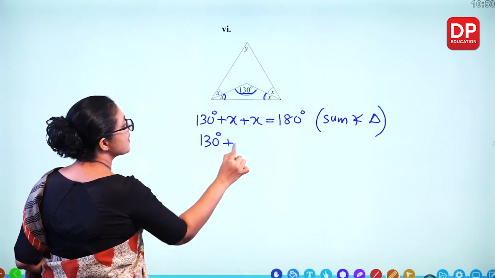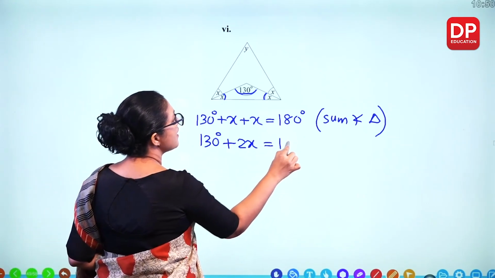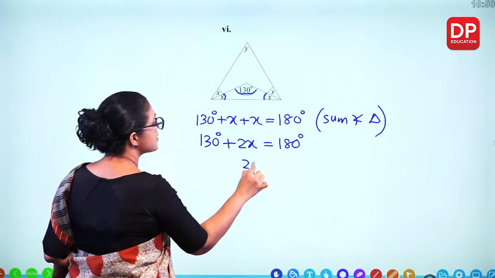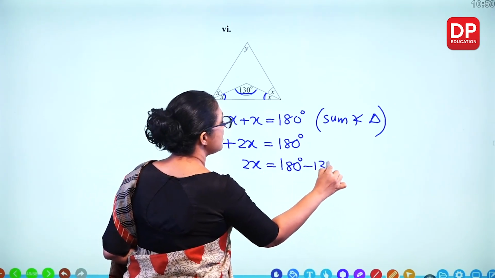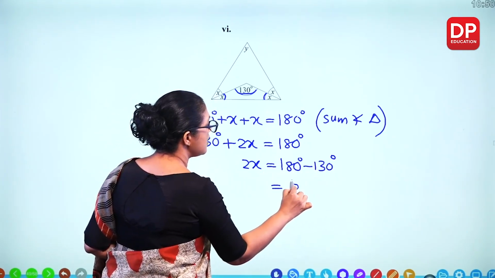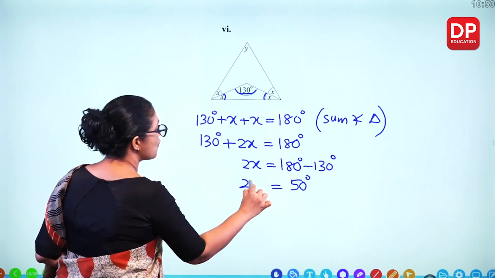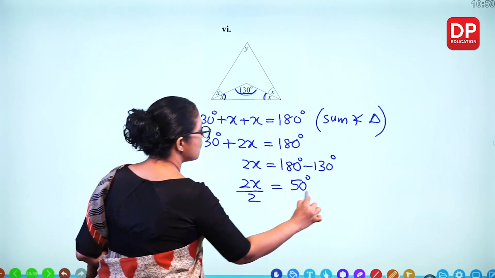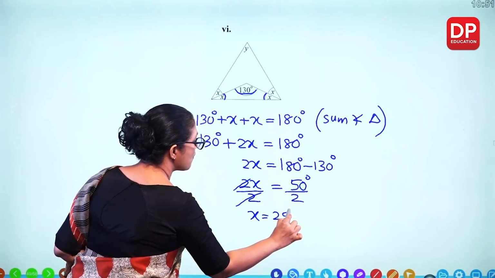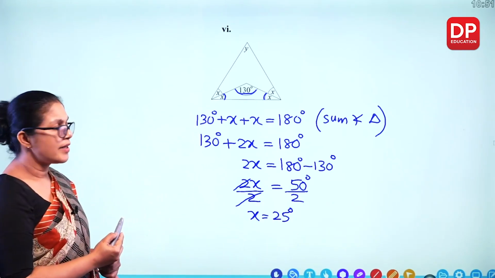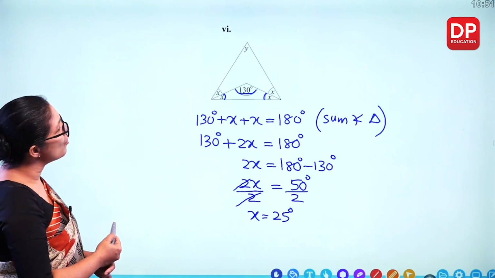130 plus 2x is 180. So how do you find 2x? Subtract 130 from 180. You get 50 degrees for 2x. Divide this by 2. You get 25 degrees for x value. Now we found out x.